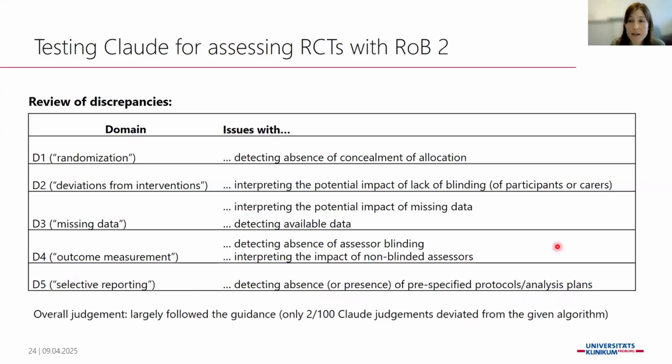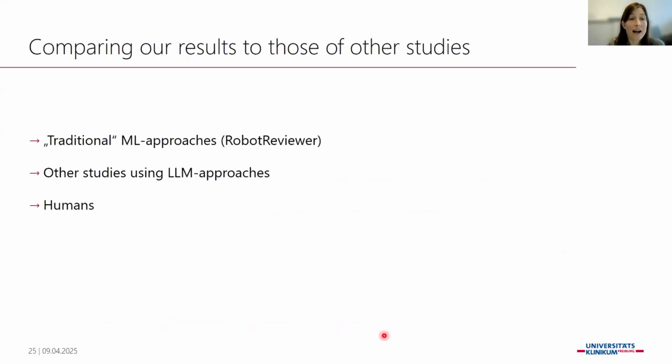The overall judgment: we checked whether it was in line with the algorithm provided to Claude, the algorithm contained in the ROB2 guidance, which is quite a simple one. And it was interesting that Claude largely followed this guidance. Only 2 out of 100 judgments deviated from the given algorithm. So this worked quite well. I promised that I will compare our results to those of other studies, and I hope this will now be quite interesting for you.